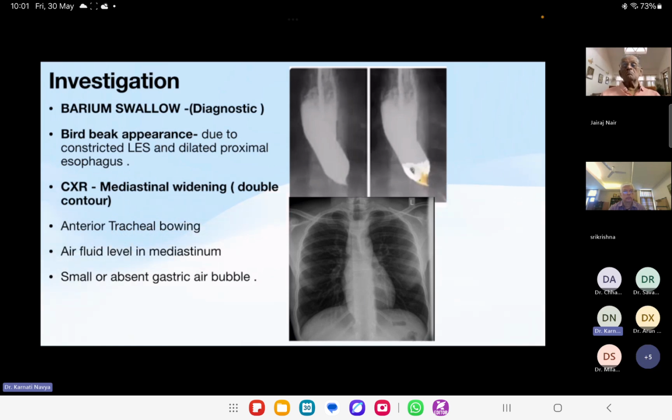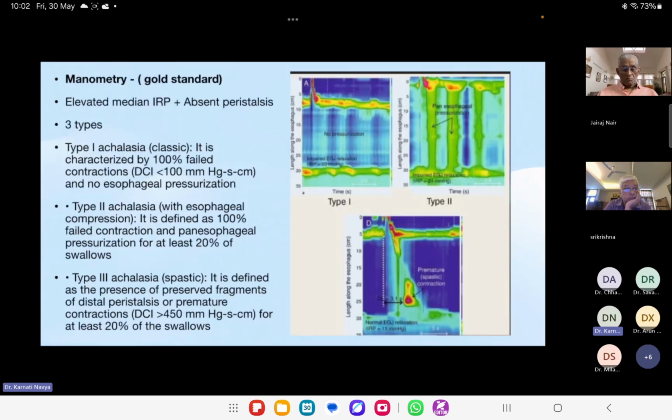The main diagnostic investigation is barium swallow. It shows a bird beak appearance due to constriction of the lower esophageal sphincter and dilated proximal esophagus. And usually the chest X-ray shows a mediastinal widening with a double contour. On the right side, you can see the expansion of the right parasternal region. You can see the esophageal shadow, and there is anterior tracheal bowing, and there is an air fluid level in the mediastinum and small or absent gastric air bubble.